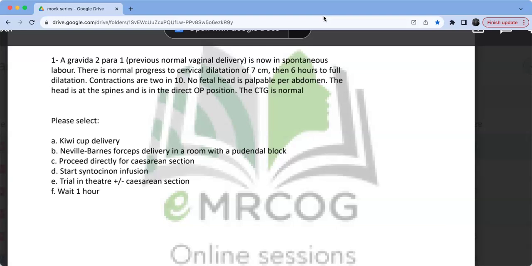So for question number 1: a gravida 2 para 1, previous normal vaginal delivery, now in spontaneous labor. There is normal progress to cervical dilatation of 7 cm, then 6 hours to full dilatation. Contractions are now 2 in 10. No fetal head is palpable per abdomen, and the head is at the spines and in the direct occipital posterior position. CTG is normal. So what will you suggest here?